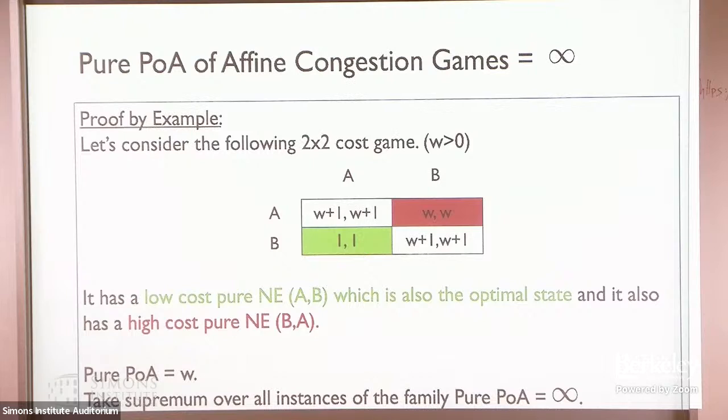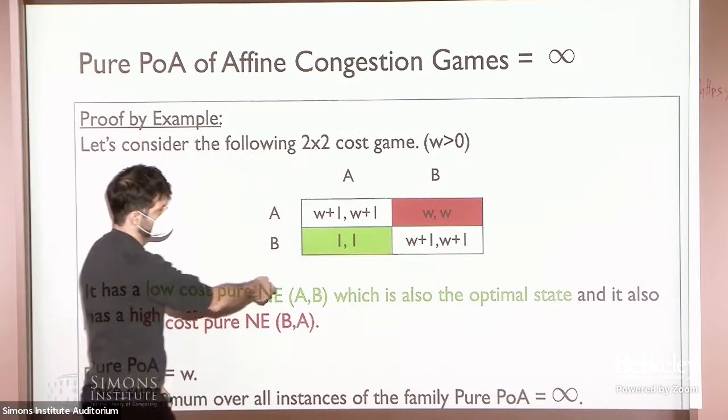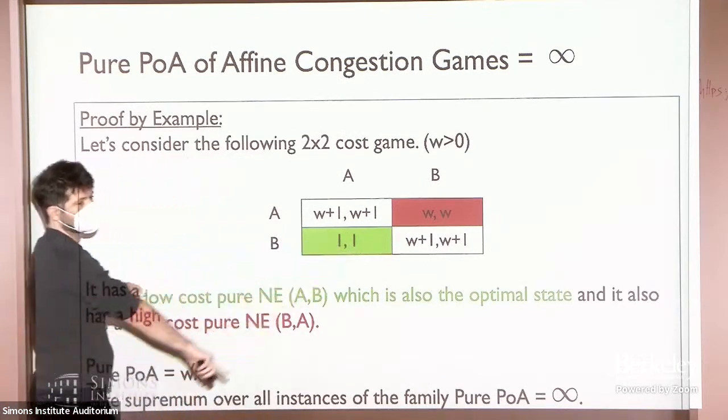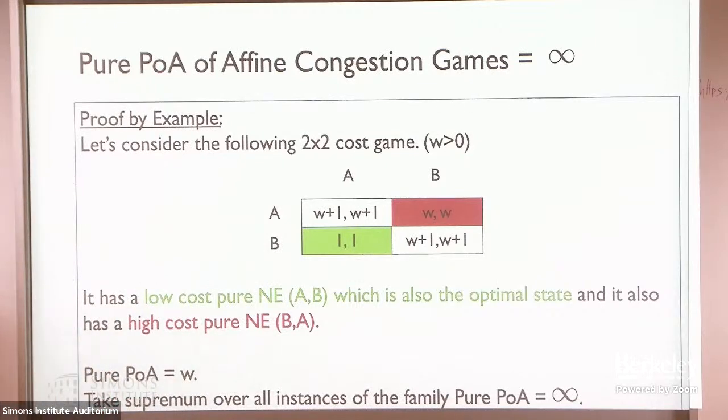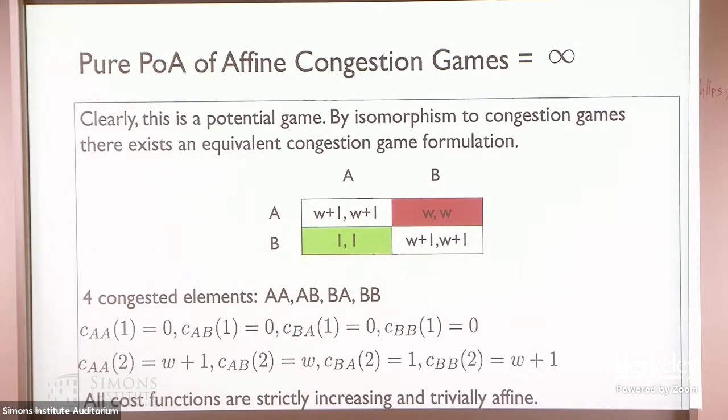But now you should already be starting to worry. Here's the issue. This is clearly a potential game, because all players have the same payoff. So the potential is just the common payoff. And by the isomorphism between potential games and congestion games, there should be a congestion game that's isomorphic. So let's construct this.